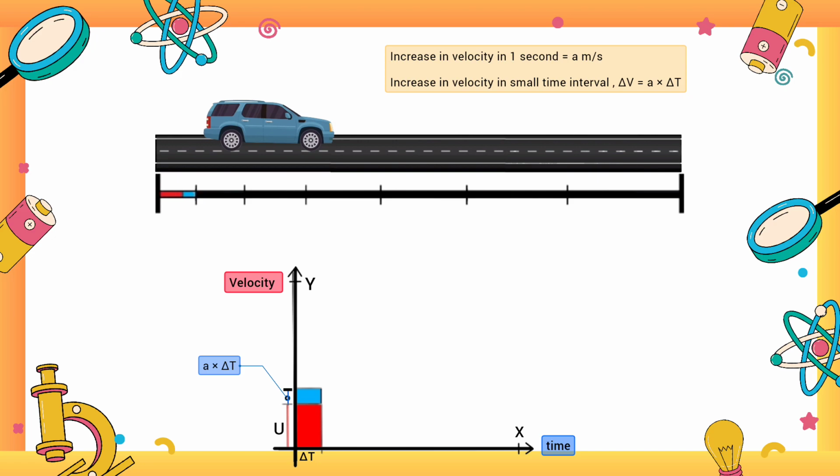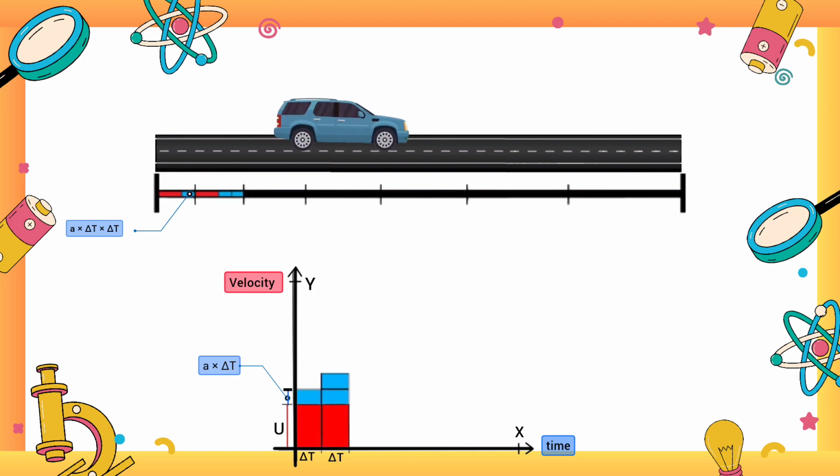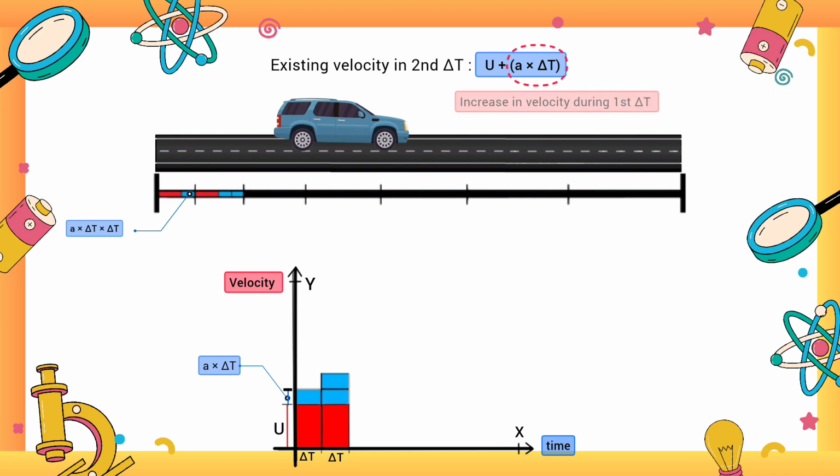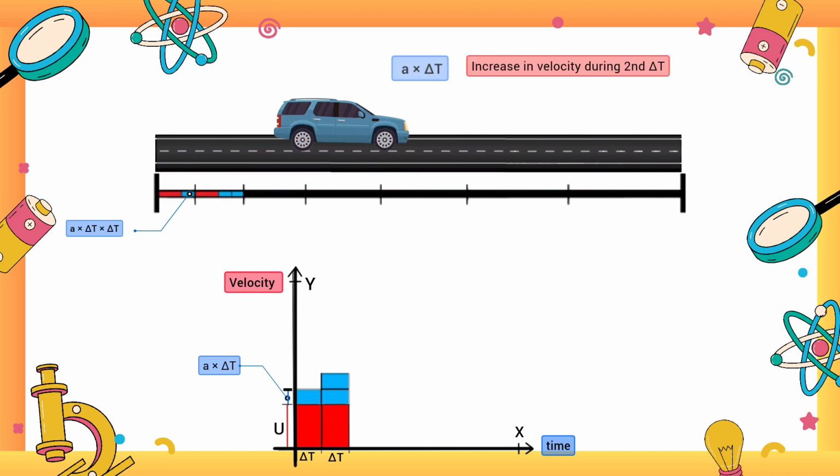To find the displacement, we have to multiply this increased velocity by the time interval again. In the next time interval, the existing velocity is u plus a times delta t, which is the increase in velocity from the previous interval. And the increase in velocity due to acceleration in the current time interval is a times delta t. The combined displacement due to both the existing velocity and increased velocity is shown in the graph.